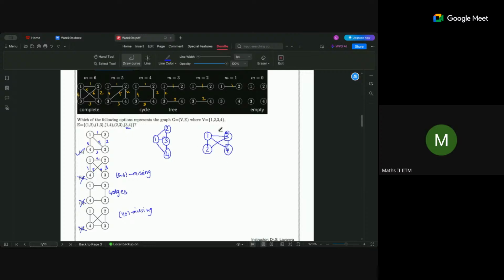So the way in which we are drawing the graph never matters as long as your vertex set and edge set are the same. The way you are drawing the graph never matters. Okay, so if your vertex set and edge set are the same, the graphs are all the same. So all these graphs are exactly the same. Only the way we have drawn it, the position of the vertices, is different. That's all. So all of them are the same.